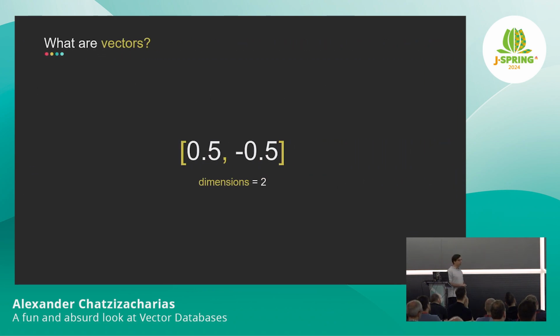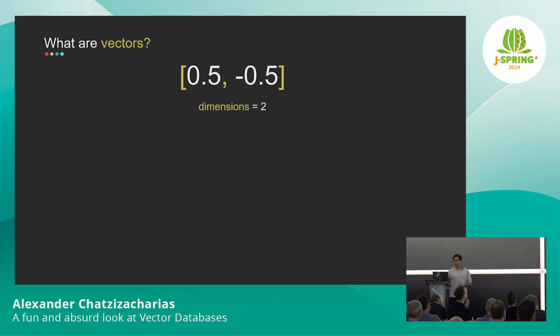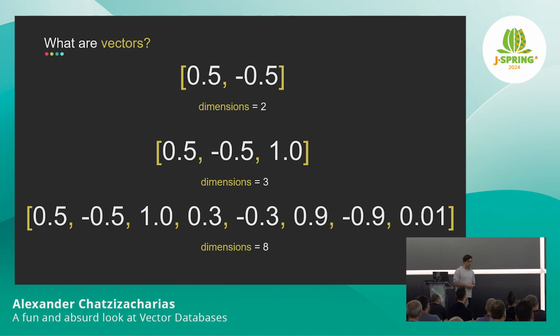A vector has a certain dimensionality. This is a vector with 2 dimensions. This is a vector with 3 dimensions. And this is a vector with 8 dimensions. Now, I'll just assume all of you are software engineers here. If you look at this, probably the first thing that you think is, this is an array of 8 numbers. And that is actually pretty much correct. So the dimensionality of a vector can be seen as the length of an array of numbers. And the numbers can be anything. They can be floating points, or they can be integers. Different models work with different inputs.